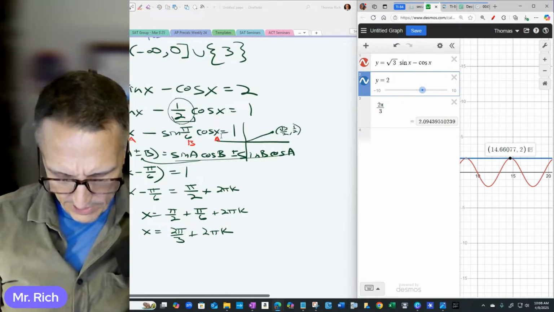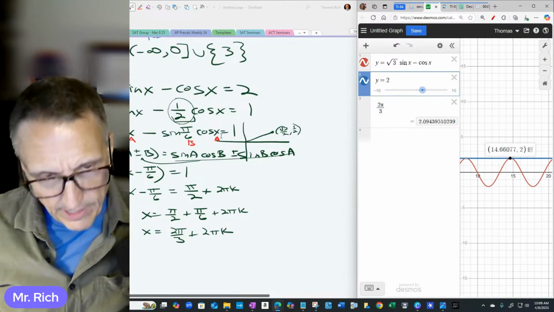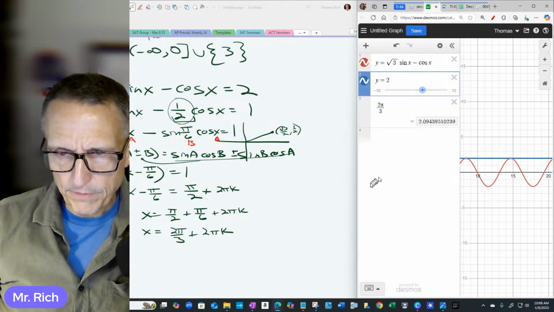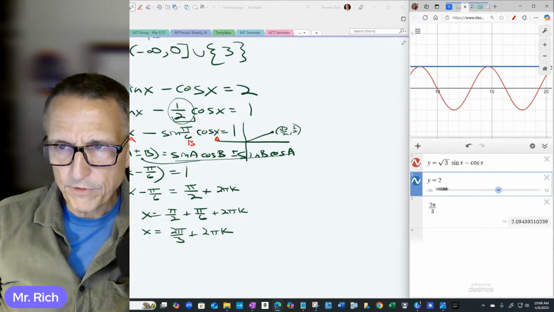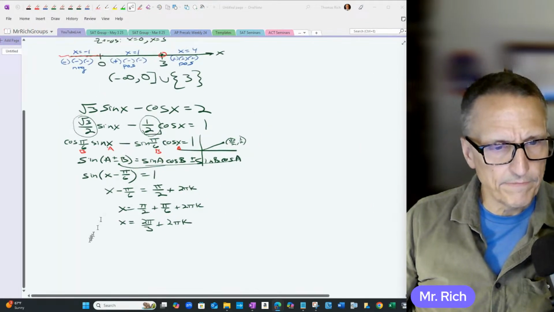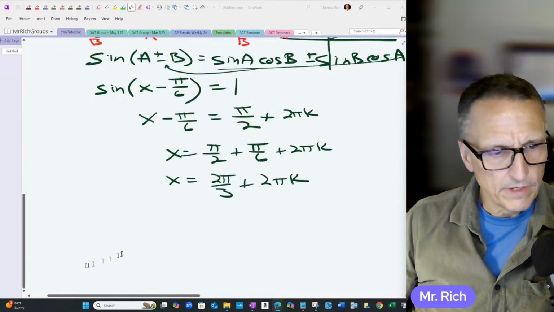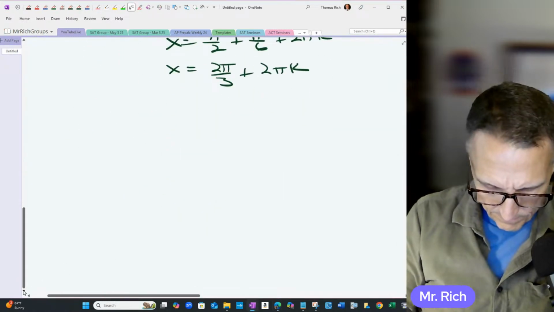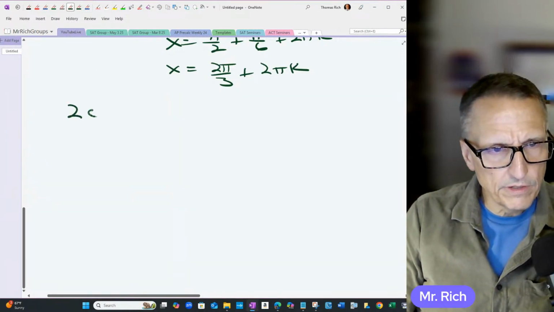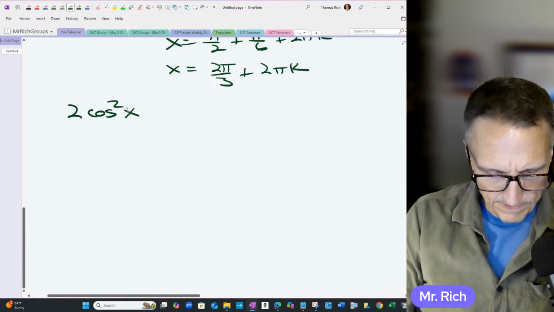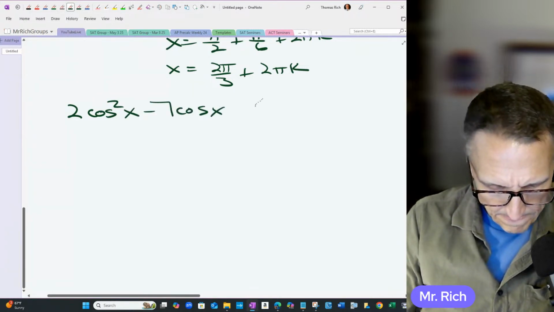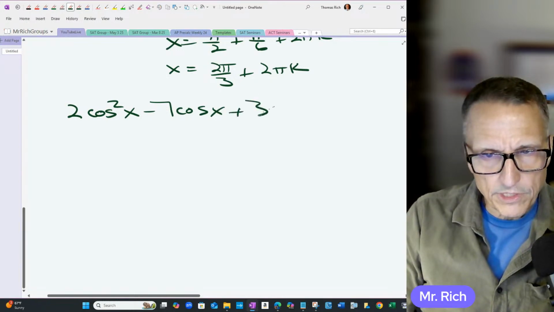All right, I have one more that I'm going to work in this live stream, and it also is going to be a trig equation. So let's move this back. Okay, and then we'll go down here and we'll tackle the next one. And here's what it is. This one's going to be 2 cosine squared x minus 7 cosine x plus 3 equals 0.